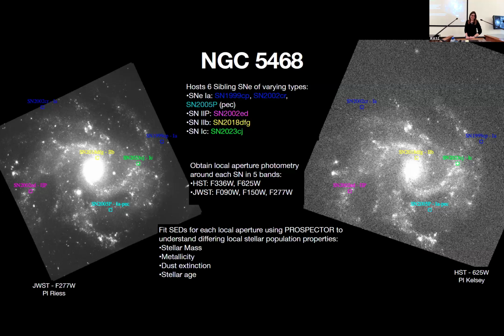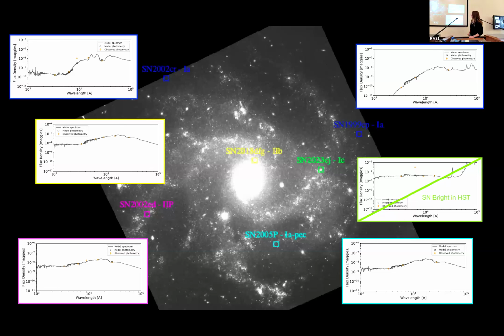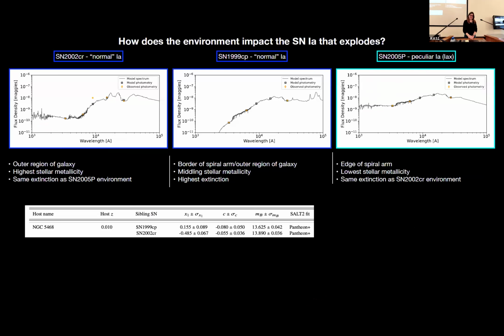Very exciting for me. I've also been very kindly sent some data from Adam Riess's Cepheid program on this galaxy, which also hosts Cepheids. So I have a full 5-color SED that I am fitting using Prospector to determine the stellar mass, metallicity, dust extinction, and stellar age. And just to quickly show you, what you can hopefully see are the SEDs. These are looking at regions of 0.25 kiloparsec radius around the environment. You can see that the SEDs are all very different.